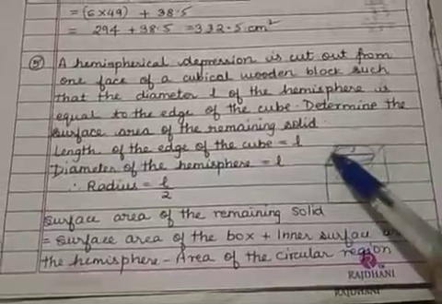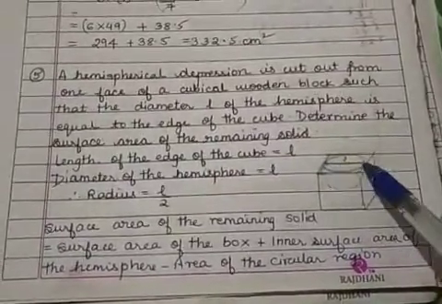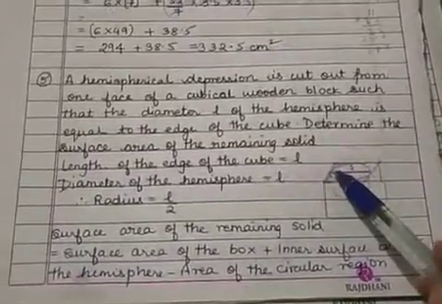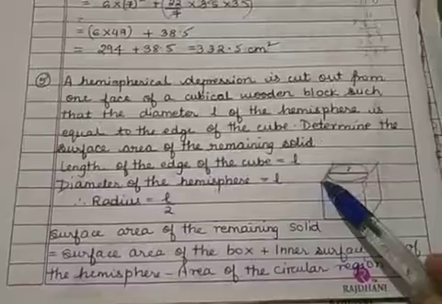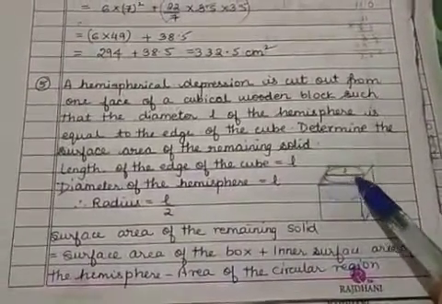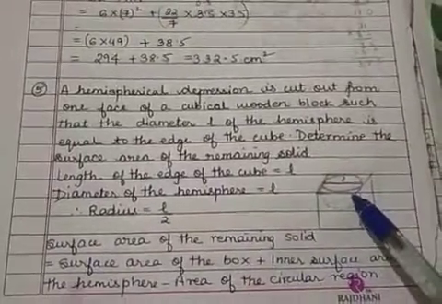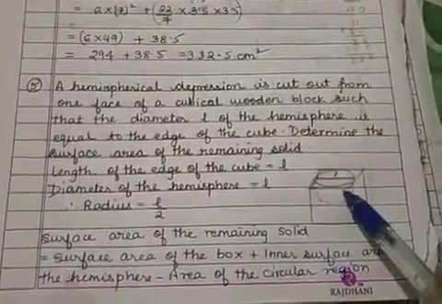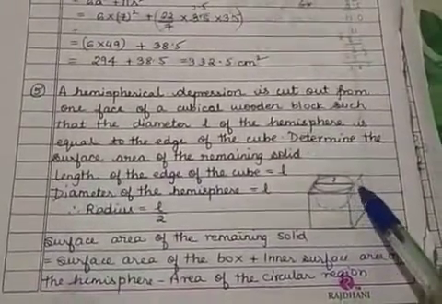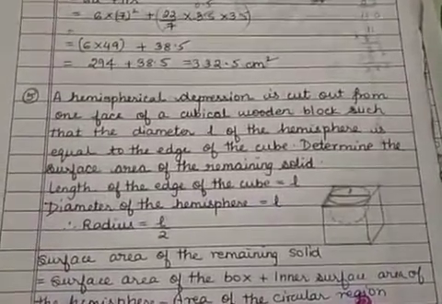And the diameter of this hemispherical depression is L. Okay, diameter is L, and that is equal to the edge of the cube, that is length of the cube. So this is L, then the diameter of the hemisphere is also L. So this is what is given to us. What we have to find here is the surface area of this particular solid.